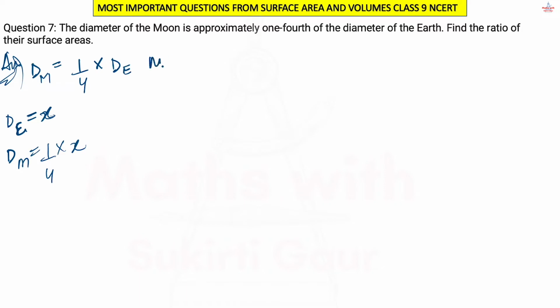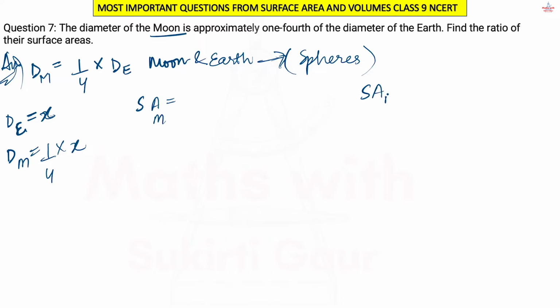Now, I must tell you that moon and earth both are considered as spheres, solid spheres in mathematics, right? So, we are going to consider them as spheres and put the formulas accordingly. Now, if I want to find the ratio of the surface areas, since moon is written first, we will take the surface area of moon in the numerator and surface area of earth in the denominator. Whatever is written first, just calculate it first and put it in the numerator whenever you are asked for the ratio.